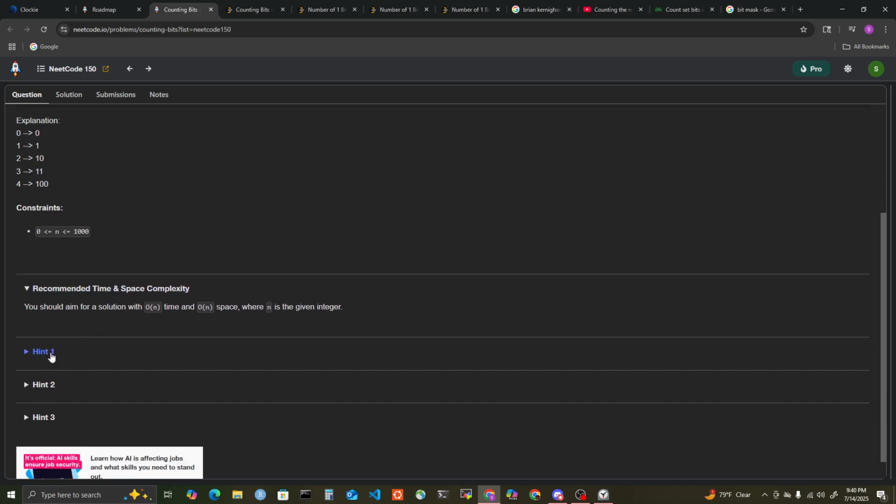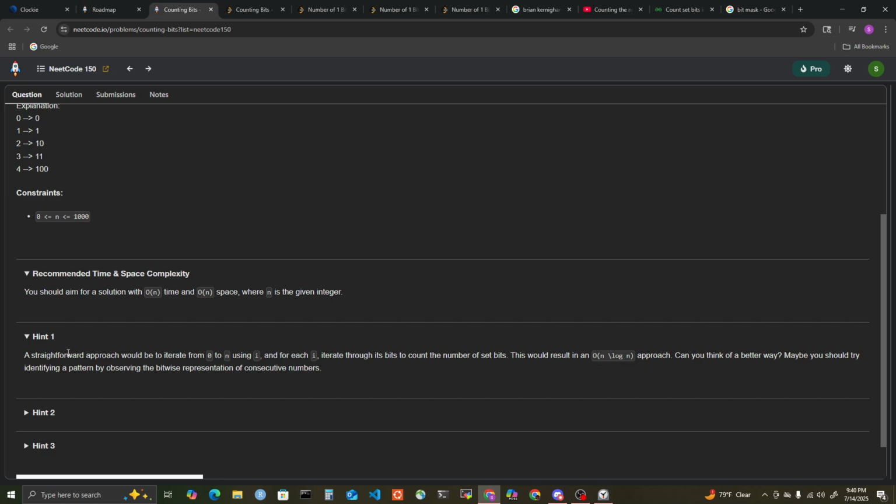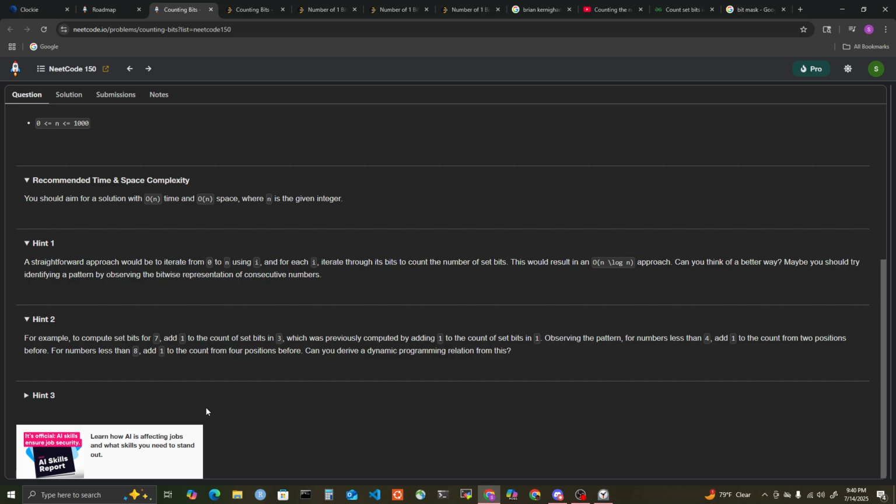Okay. DP. A straightforward approach would be to iterate from 0 to n using i, and for each i, it iterates bits to count the number of set bits. This would result in O of n log n. For example, to compute set bits of 7, add 1 to the count of set bits of 3, which was previously computed by adding 1 to the count of set bits of 1. Learn the pattern for numbers less than 4. Add 1 to the count.